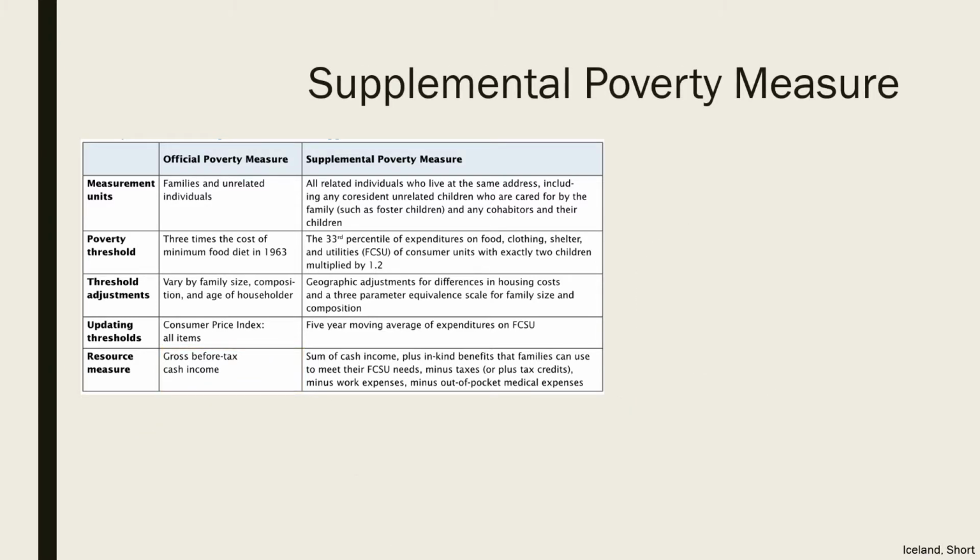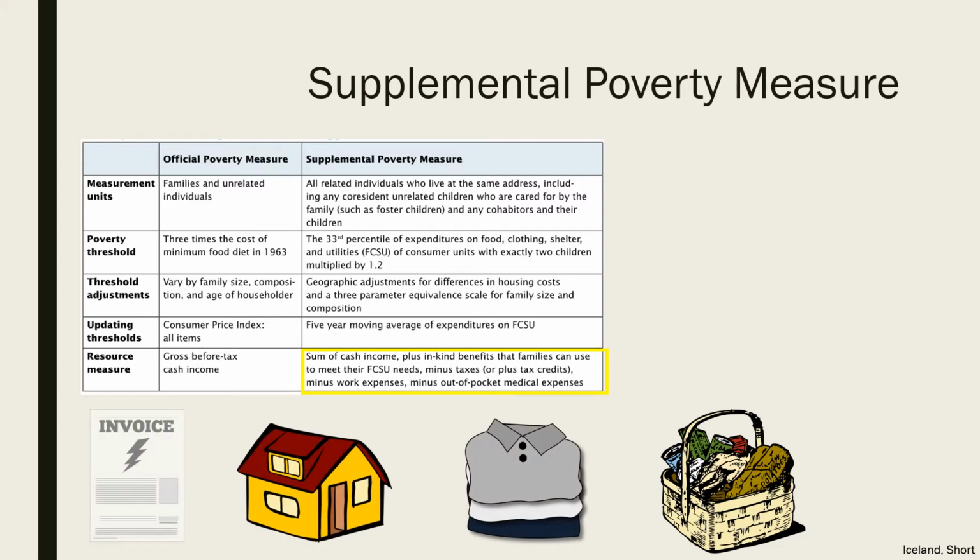In order to try and combat some of these downfalls, the National Academy of Science proposed a supplemental poverty measure in an attempt to measure who is really in poverty. The SPM measures income plus in-kind benefits and near-cash benefits and subtracts work-related and out-of-pocket medical expenses. The SPM measures everyone's spending on FCSU, which is food, clothing, shelter, and utilities, and finds the 33rd percentile. It then multiplies this number by 1.2 to allow for some additional funds. The final number is the threshold that they establish.